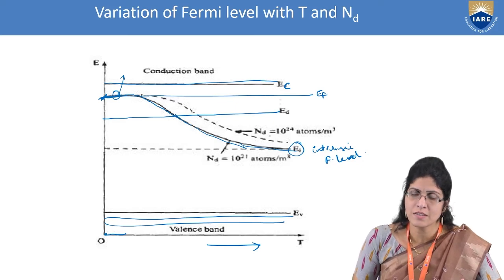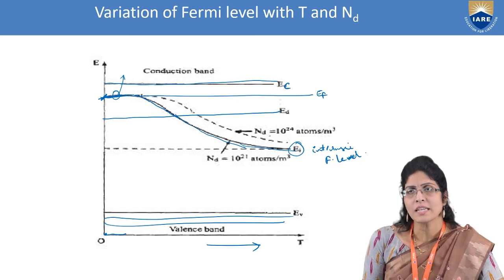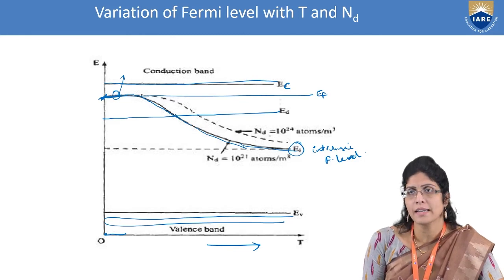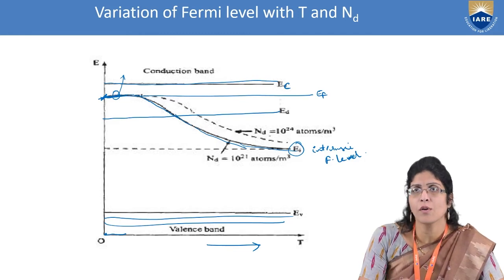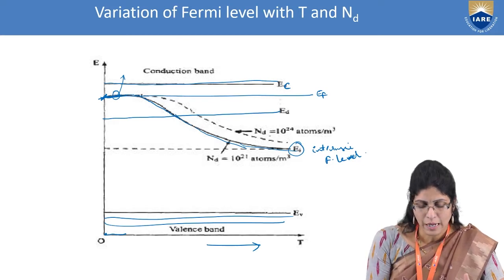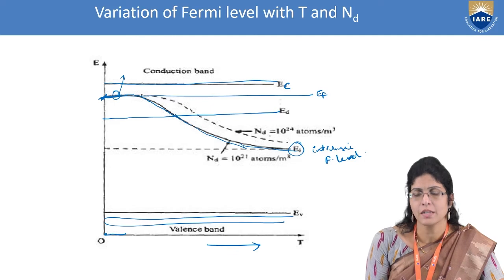But as you are severely raising the temperature, what is happening now? Occupancy of the electrons is towards the valence band, because the valence band is now offering the electrons up. So what will happen? It will slowly come down.